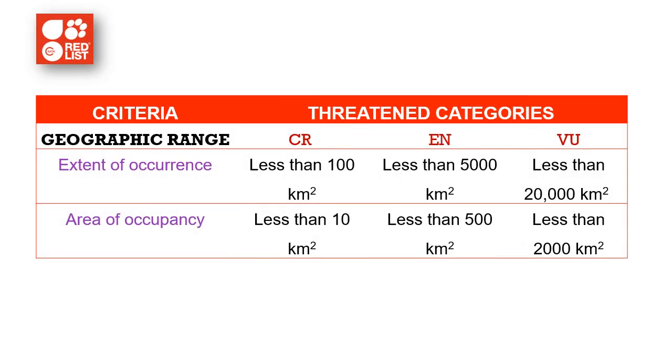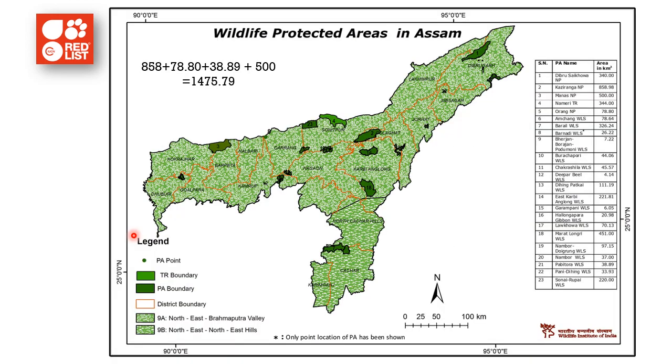So next is the geographical range. Now, when we talk of geographical range, there are two things which come to our mind. One is the extent of occurrence and the other is the area of occupancy. For this, let us look into an example first as to what is the difference between these two. Say, we take up the example of distribution of rhinoceros in Assam. So here we have the Kaziranga National Park where it is found. Then we have the Orang National Park.